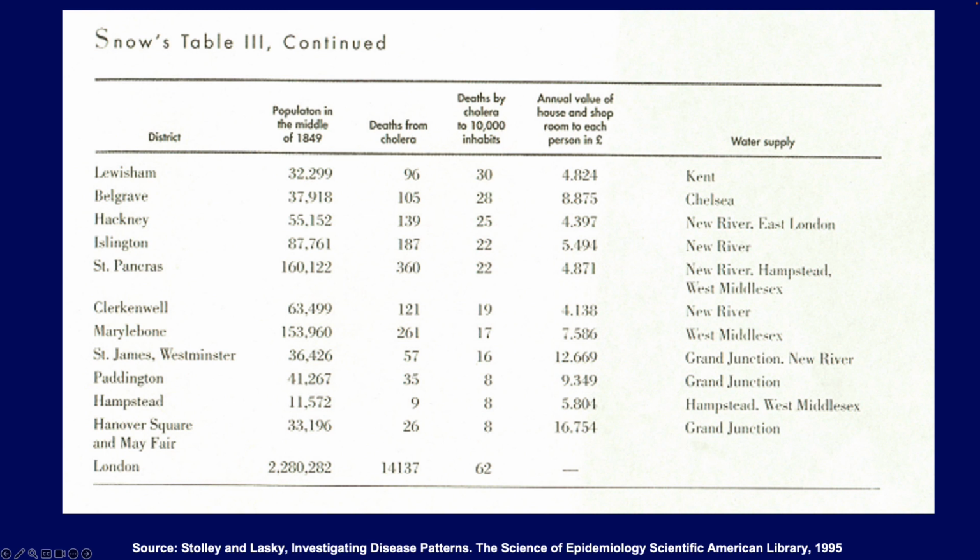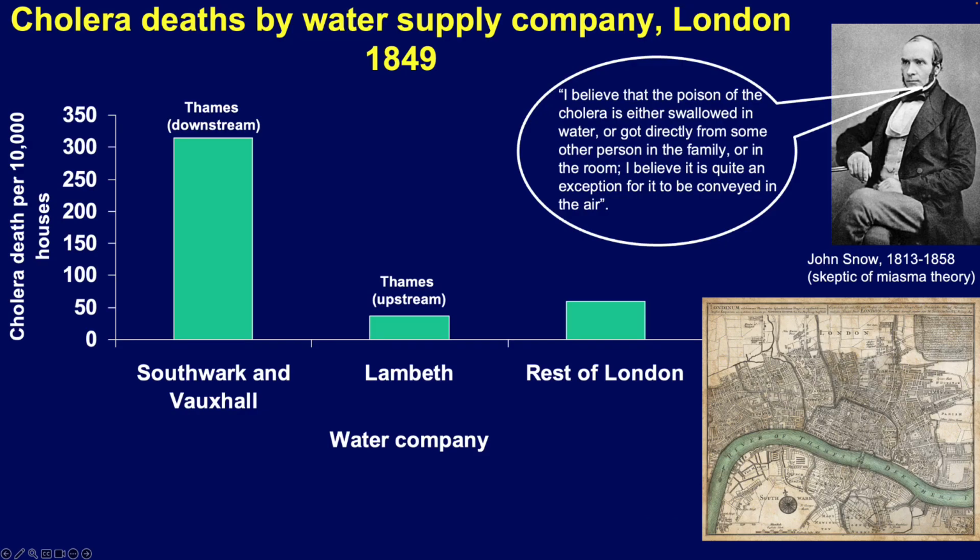And Snow compiled this information, the deaths from cholera, and ultimately looking at it at the household level, compared the death rate per 10,000 households for the Southwark and Vauxhall Company to that of the Lambeth Company. And you can see that there was quite a big difference here in the rate. The slide shows those results graphically, and the households served by the Southwark and Vauxhall Company had cholera death rates that were an order of magnitude higher than the households that were served by the Lambeth Water Company and those serving the rest of London.